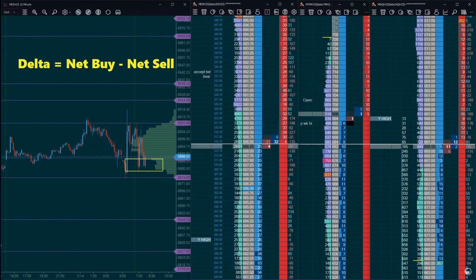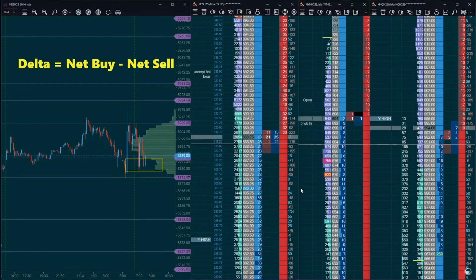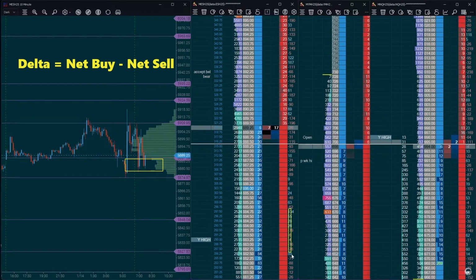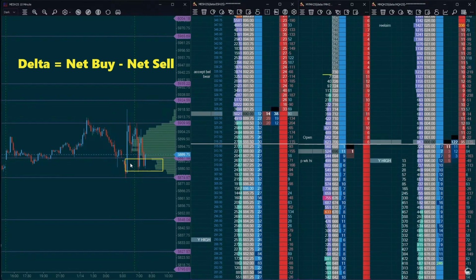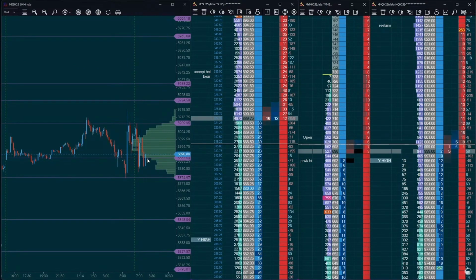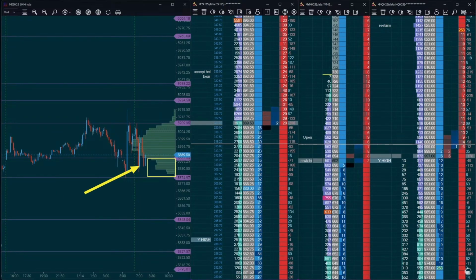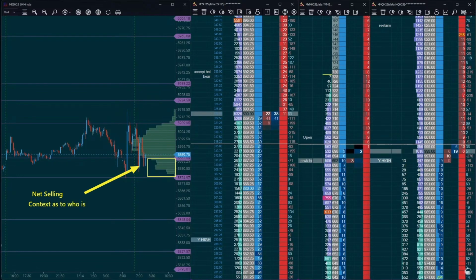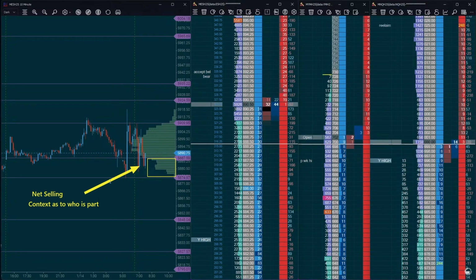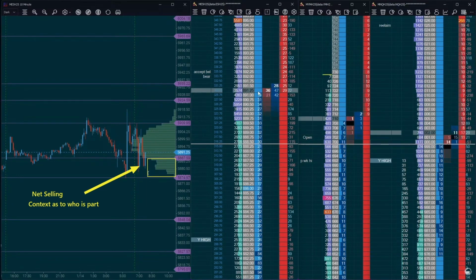Having one net buy, one net sell at one strike price is not enough. You're looking collectively over a series of strike prices. So if, for example, we're trading at a daily low or a session low, like we are here, you want to see, as a collective in this general vicinity, a lot of net selling. This provides you a lot of context as to who is participating in this general vicinity. Are they market buyers? Are they market sellers?